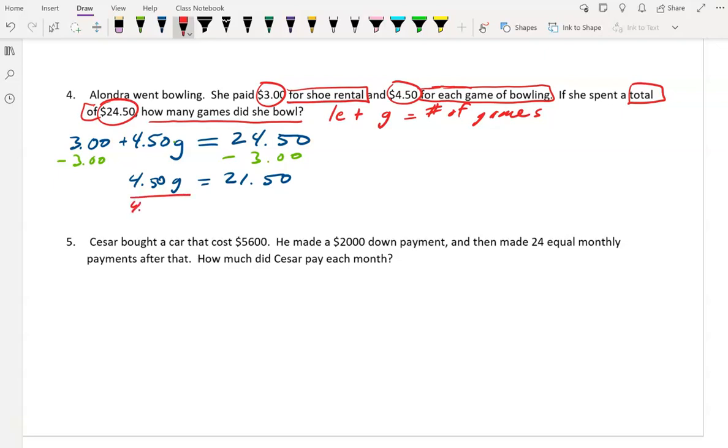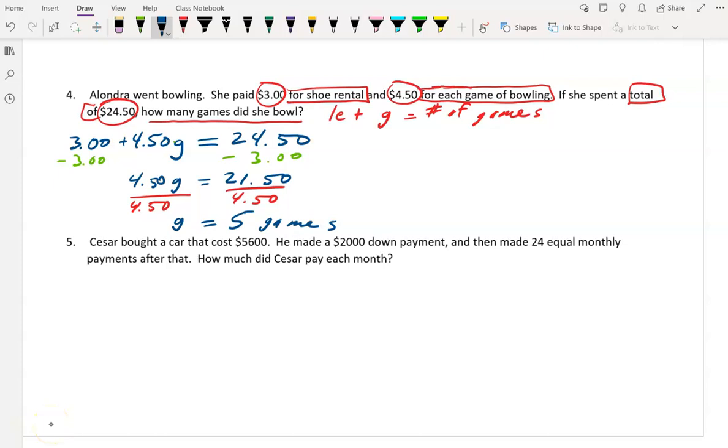All right, then our next step is to undo the multiplication of $4.50 times G. So we're going to divide both sides by $4.50. And when we do that, G ends up being 5 games of bowling. Because if you multiply 5 times $4.50, that will get you $21.50. And then you add the $3 for the shoe rental, and you will end up with $24.50 total. So 5 games of bowling.